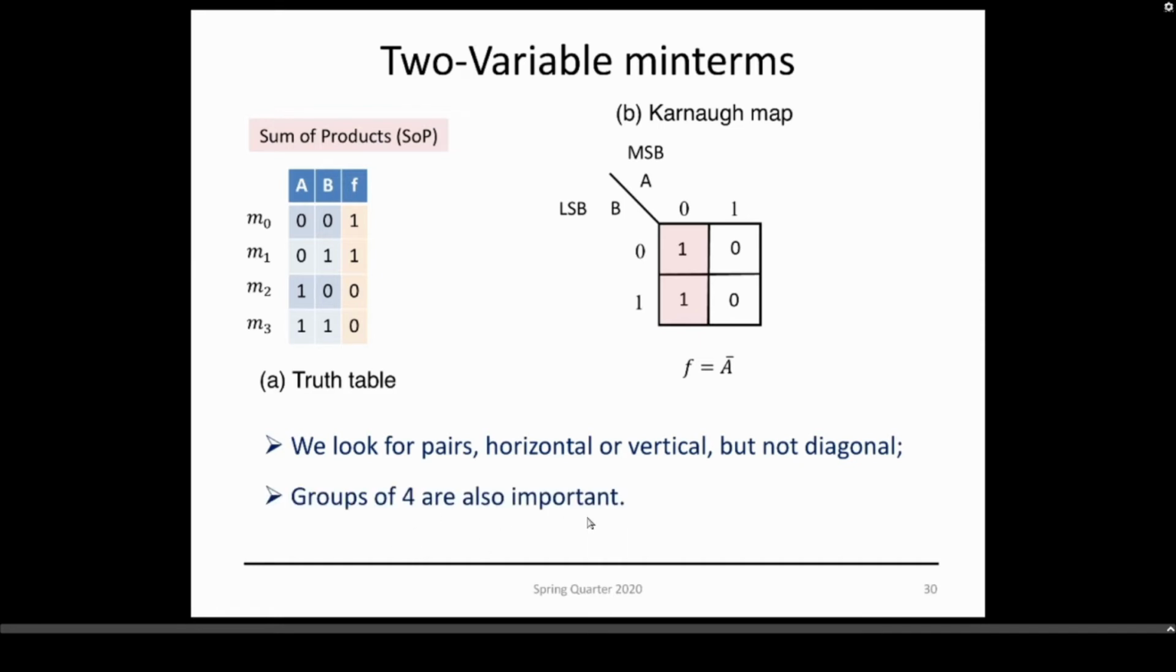Groups of 4 are also important. So you're going to do powers of 2. Obviously here you can only do groups of 2 or groups of 4. If it's a group of 4, if you have all ones, your F is going to be equal to 1. So if I have 1, 1, 1, 1 on my KMap, your F is going to be equal to 1 because it's a big group of ones.